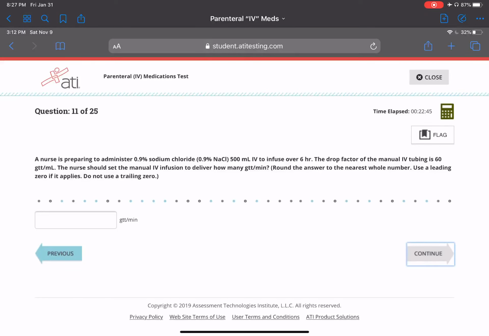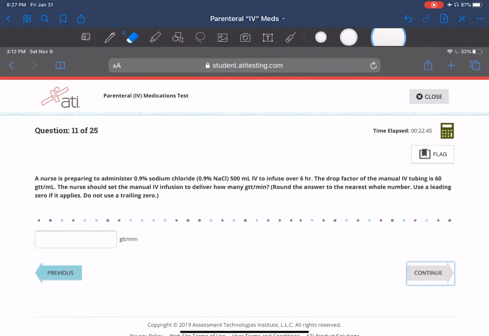Okay, never mind. Next one. Perfect. This is one of the harder ones. This is what I'm looking for. Go ahead and read through it right now and pause it. All right. So we have GTT per minute. That is what they're asking for. GTT per minute. These are my favorite questions.